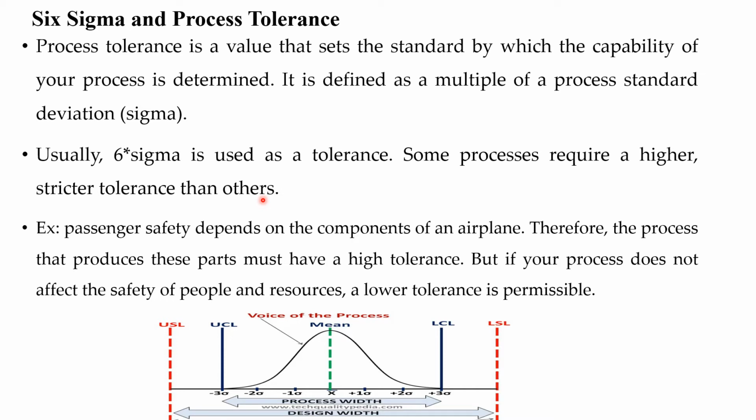So here this is called the upper control limit and lower control limit, at plus 3 sigma and minus 3 sigma, and this is called the process width. Design width means the lower specification limit and upper specification limit. This is the mean of the process. We can call this the voice of the process.